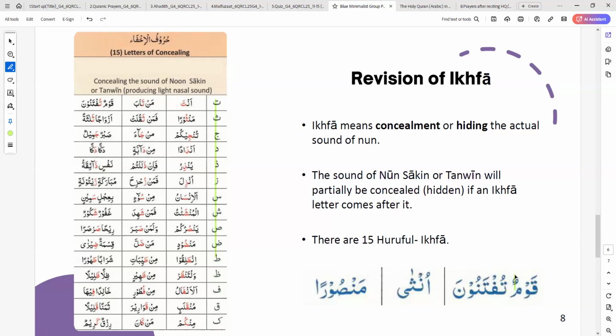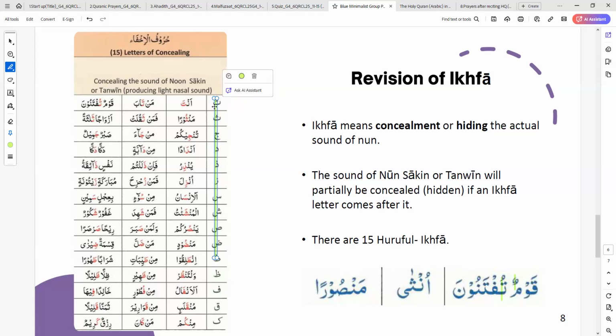In this example, the tanween of dammatan is followed by a letter of ikhfa. Ta is a letter of ikhfa, so we will pronounce it as qawmun taftanun. In the next example, the same rule applies on noon sakin as well. Noon sakin is followed by the letter sa.